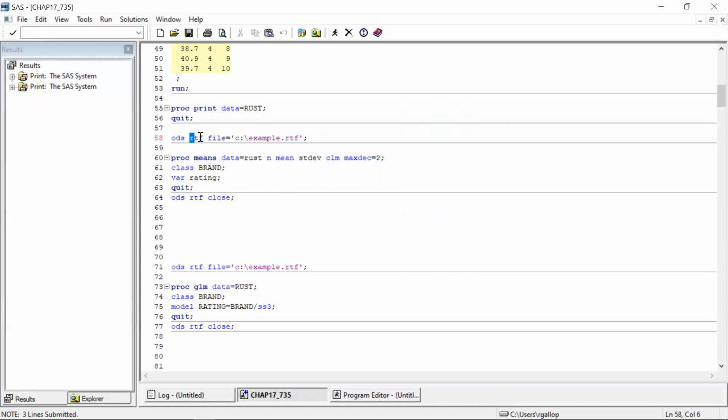So ODS, I'm creating an RTF file, and the RTF file is going to be in my C drive called example.rtf. And then when I want to close any SAS output going to this RTF file, I just type ODS RTF close. So anytime you have this starting, anything that produces output goes to that file until I hit the close.